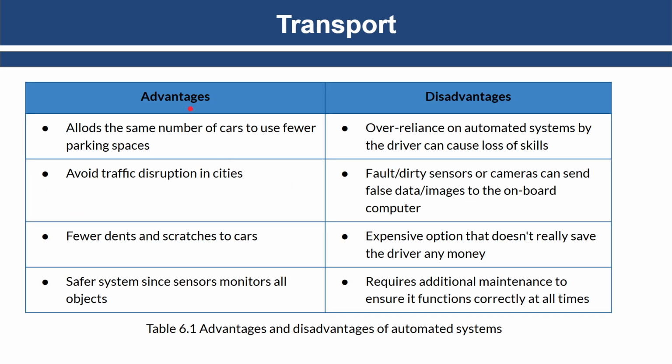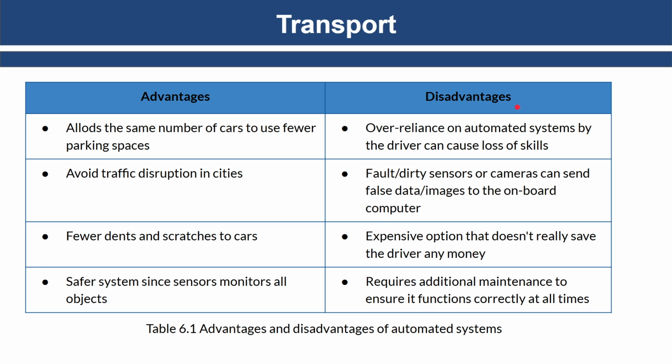What are the advantages of using automated system in transportation? Number one, it allows the same number of cars to use fewer parking space. When the system is parking, the system will park properly and is able to manage space. Okay, then avoid traffic disruption in the cities. Fewer dents and scratches to the car because autonomous vehicles will not make a mistake except if there's an error in the program. It's a safer system since sensors monitor all objects.